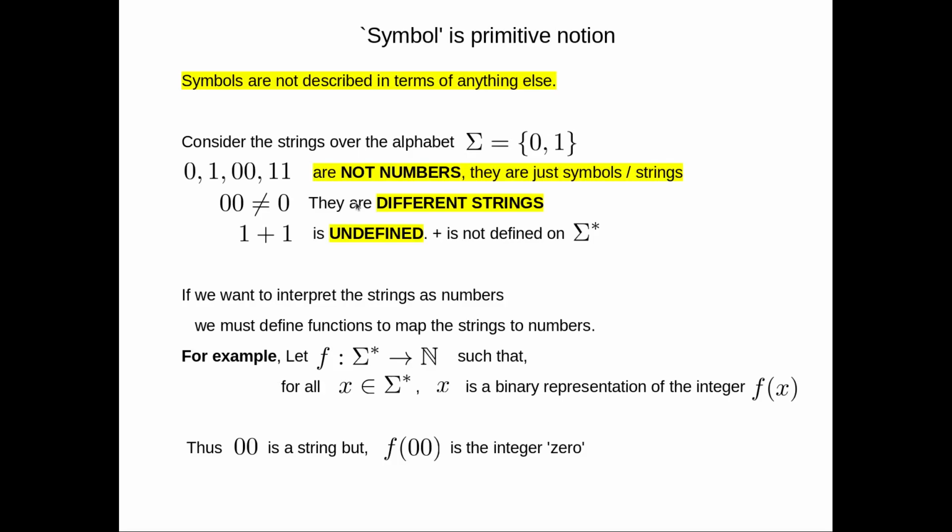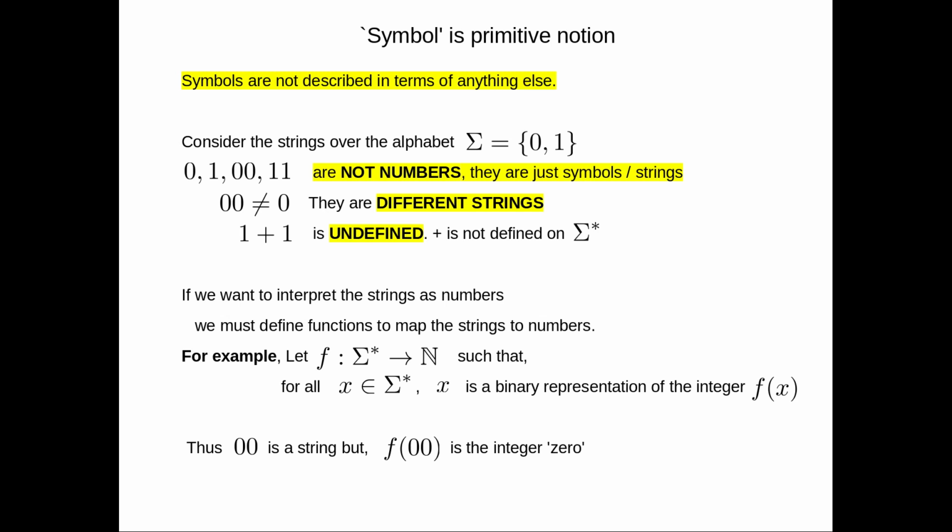Now I really want to emphasize this point that symbols are a primitive notion. We already saw that we use 0, 1, 2, etc. for symbols. Now when we use those as symbols, you should not treat them as numbers. They are not numbers. They are just symbols. I could have used some hieroglyphic symbol or whatever. They don't mean anything in themselves.